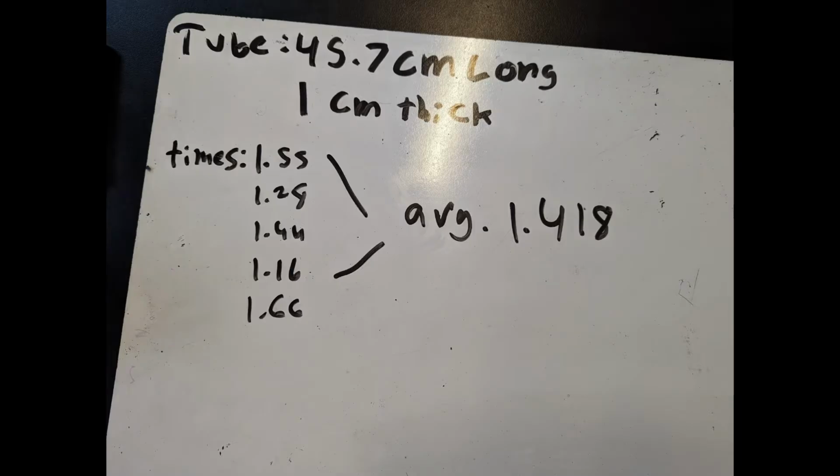For the experiment, we dropped the magnet down the tube 5 times and took a video of that process, and then went frame by frame in the video to determine the time it took for the magnet to fall through the tube, and then found the average amount of time that it took the magnet to fall down the tube.